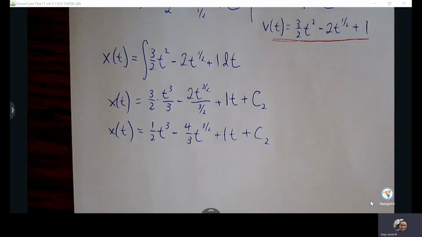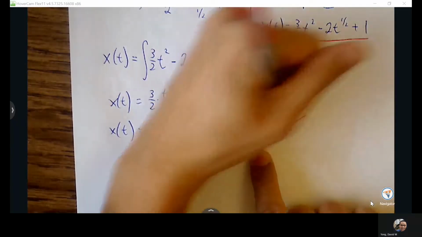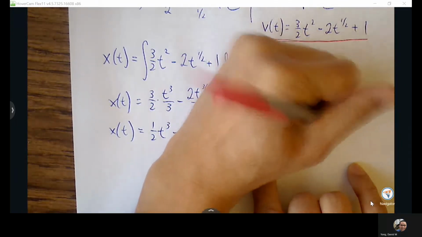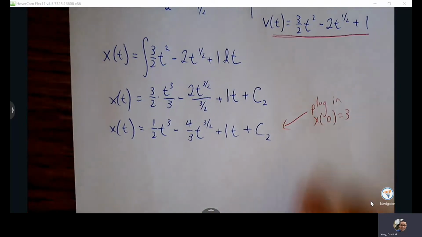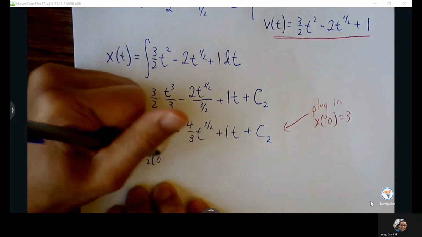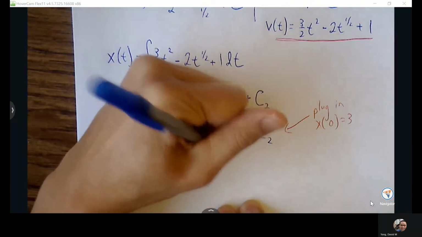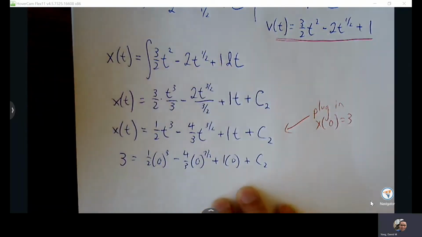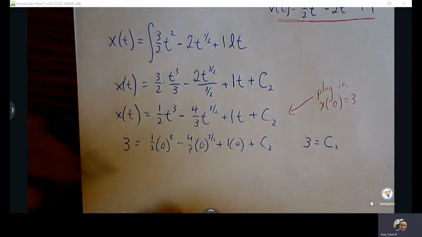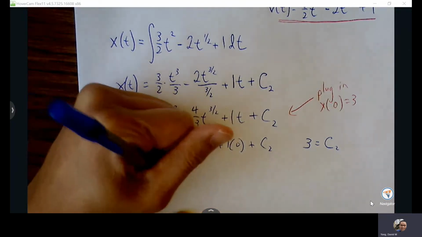Okay, is there anything available for us to continue to update this equation here? Yeah. Okay, 3 gets inserted for position, 0 gets inserted for all the t values. All the 0 goes away, our c sub 2 is just 3. And now we can completely update our position function to be a specific equation.